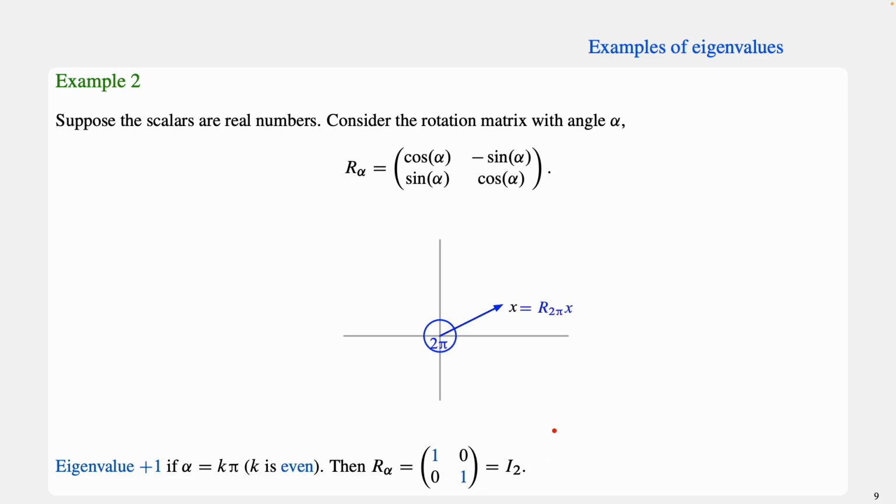And another situation is that we have an eigenvalue plus 1 if the rotation angle is an even multiple of pi, because in this case we do a full 360-degree rotation, so the rotation matrix actually turns out to be the identity. So nothing happens at all with any vector. So every vector is just multiplied by 1. And this means again that every vector in the plane is an eigenvector.